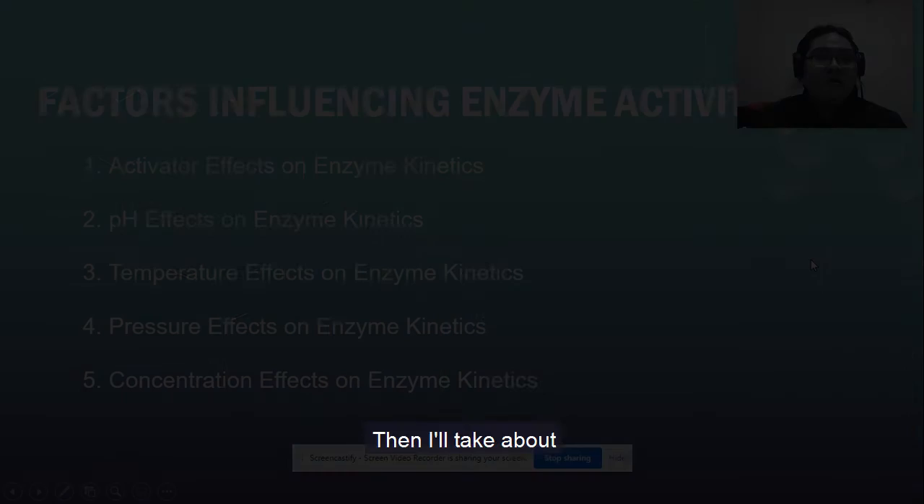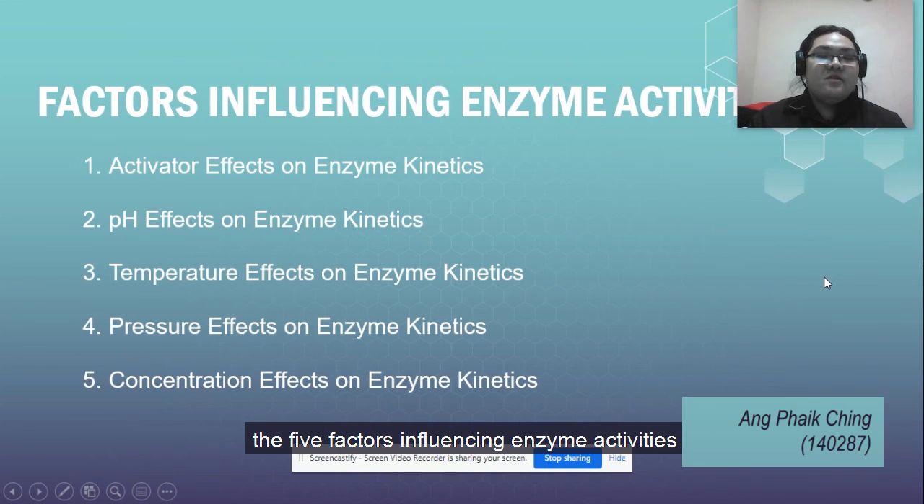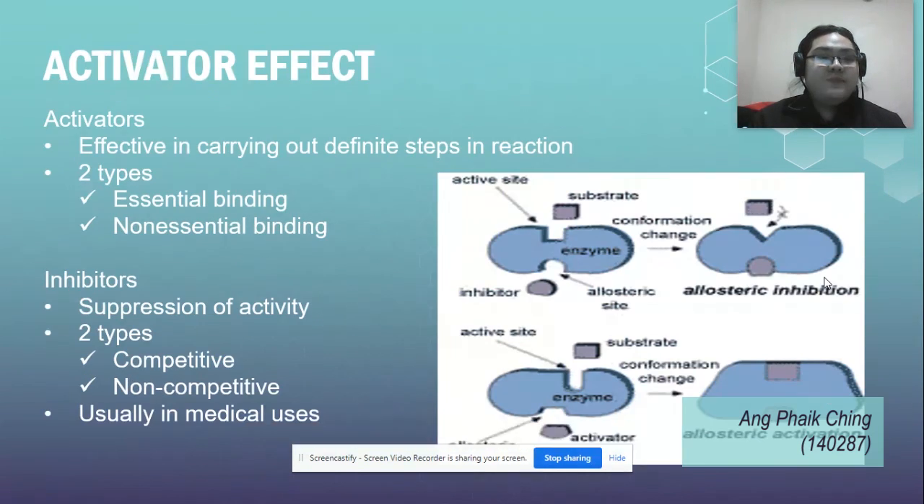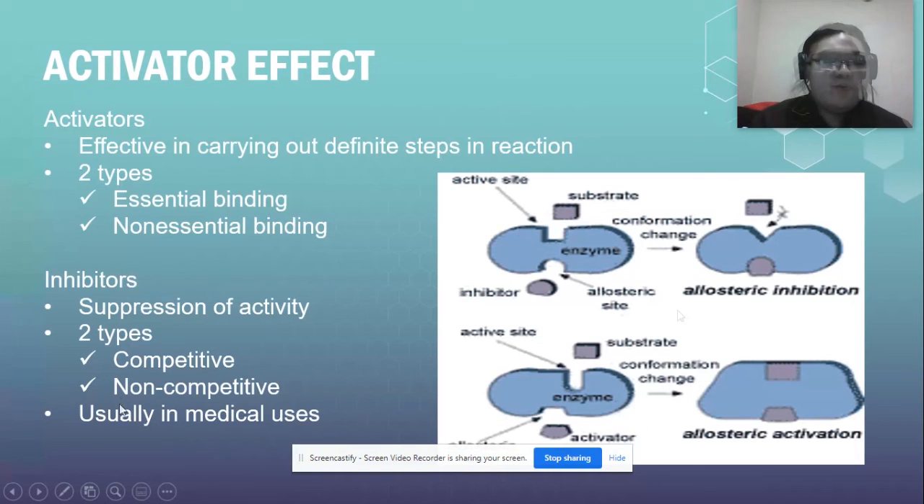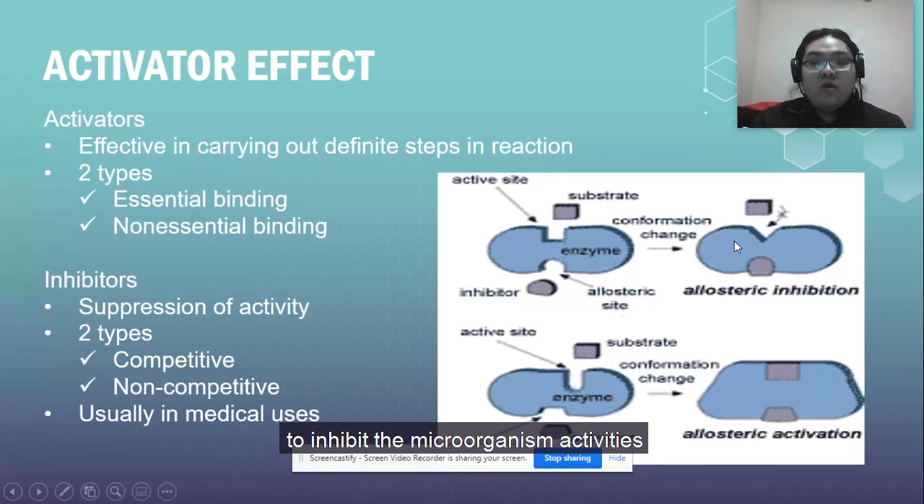Thank you. Then I will talk about the 5 factors influencing enzyme activity. In the activator effects, there are 2 terms, activators and inhibitors. From the name, we know that activators will let the reaction become faster, while the presence of inhibitors will inhibit the reaction, which is usually used in the medical field to inhibit the microorganism activities in the human body.